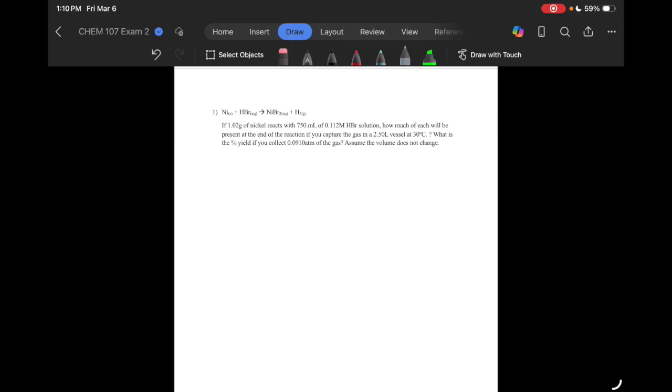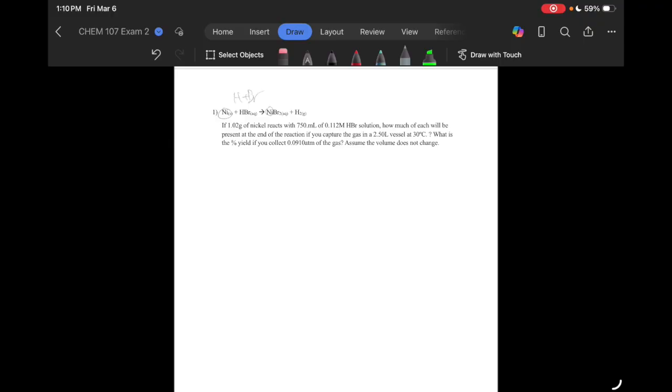Going from left to right, we have 1 nickel on the left side, and we have 1 nickel on the right side. Okay, so nickel's balanced. Moving on, we have HBr. We notice that HBr gets split up on the right side. So what I like to do is do this as H plus Br.